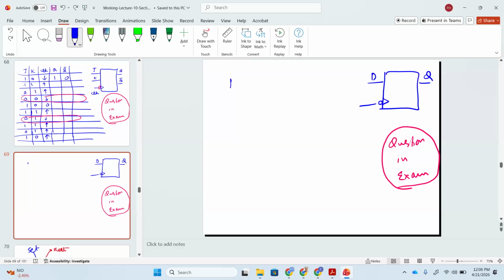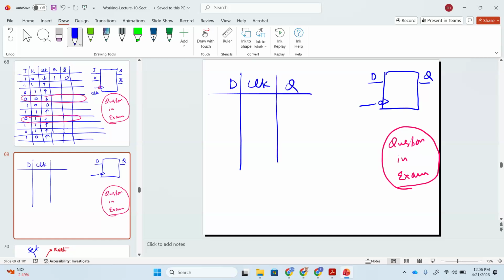So let's assume this is my D. This is my clock. And this is my Q.